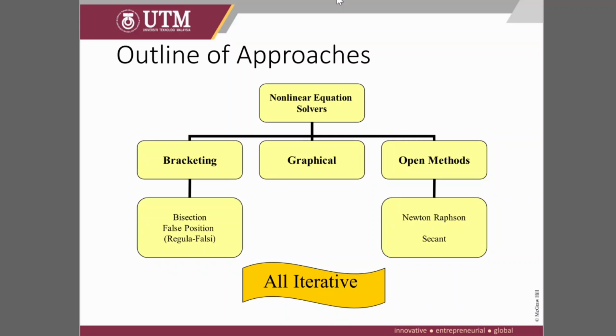Hello all, welcome back to SEMM3023, Applied Numerical Methods. In my last video, I think we were talking about root finding, or roots of equations.